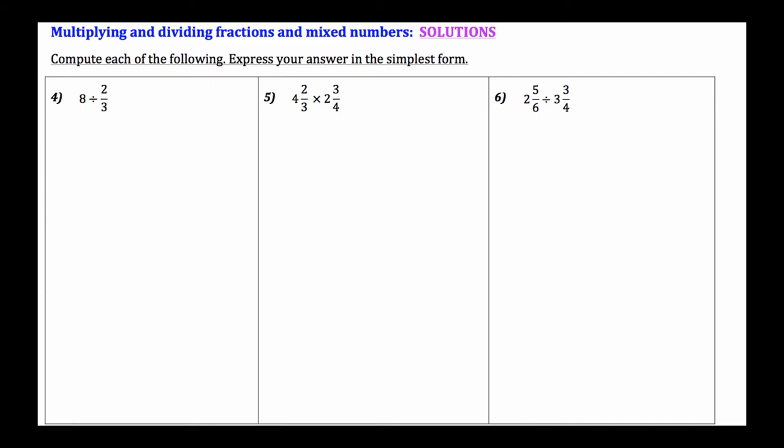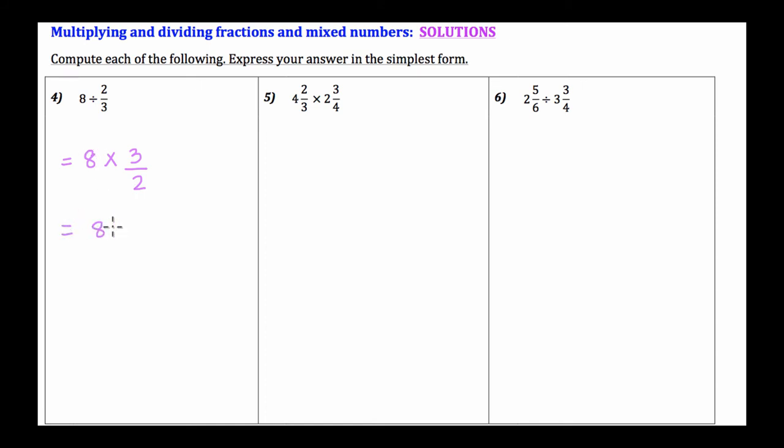Let's look at the fourth problem. So the fourth problem is 8 divided by 2/3. Again, we remember our rules for division. We keep the first number the same. We change the division into multiplication because dividing by a number is the same as multiplying by its reciprocal. So we have to multiply by the reciprocal of 2/3, which is 3/2, and then we multiply as usual.